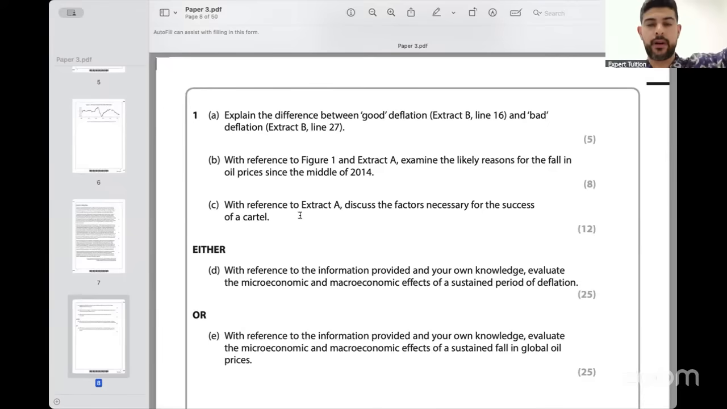Yeah? All right. There is one question in here that I definitely want to do, and it is the 25 marker question D. It says, with reference to the information provided and your own knowledge, evaluate the microeconomic and macroeconomic effects of a sustained period of deflation.